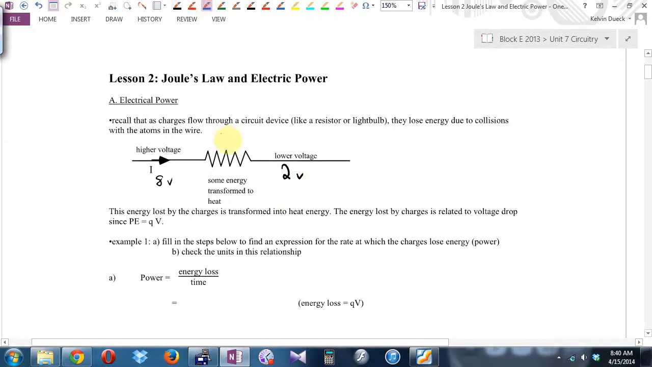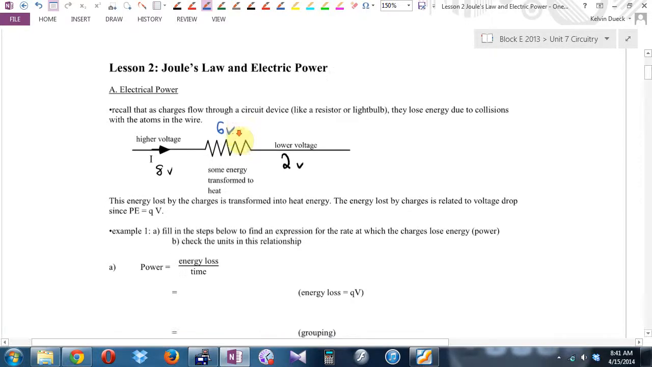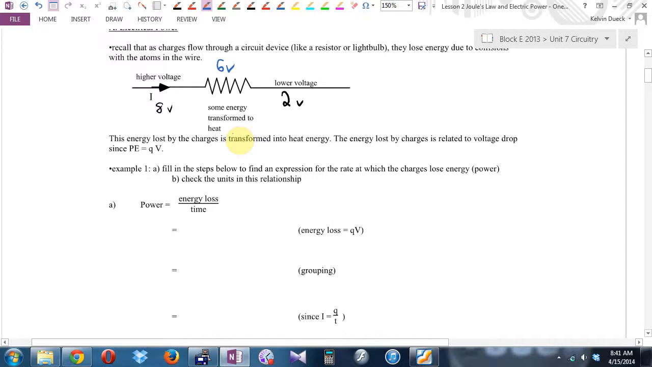6 volts. Technically, you could call that negative 6 volts, but we understand you're always losing energy going through a resistor, so we've long ago dropped the negative. We just say it's a voltage loss or a voltage drop, a drop in voltage. You dropped by 6 volts going through that resistor. This energy lost by the charges is transformed into heat energy.